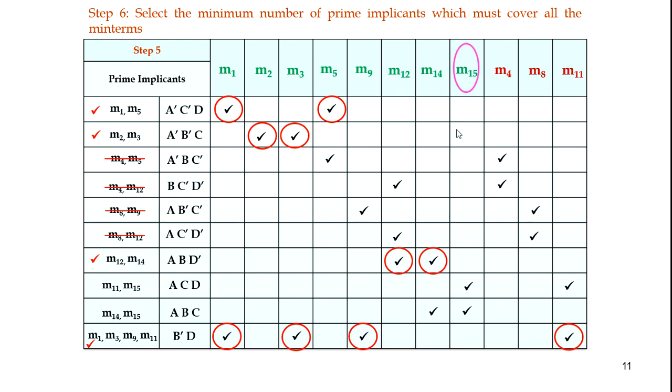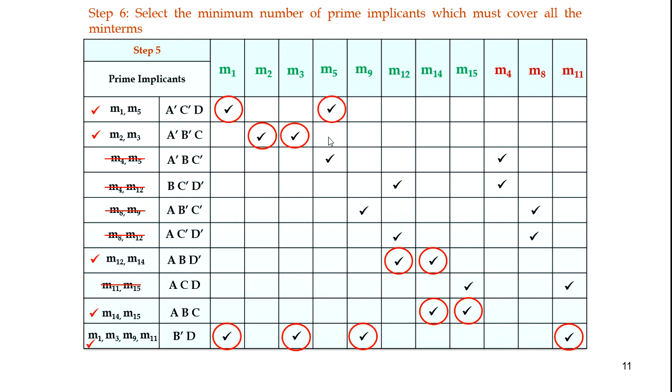Next we go for M15. M15 has 2 ticks in that column. So this M11 and M15. M11 is a don't care term, so we can skip this, and we can select M14 and 15, and we have selected this term, and we can have a tick here. So the remaining 3 we can skip since they are don't care terms, and we have to consider only the minterms that are given in the question instead of don't care terms.